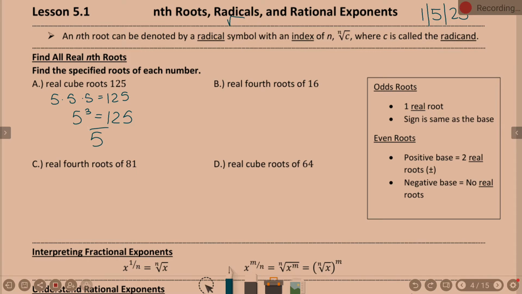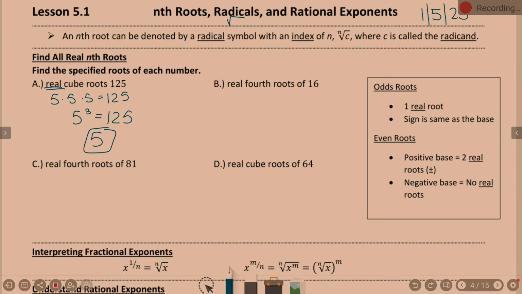Now, we are specifically looking for real cube roots here. Officially, there are also 2 imaginary cube roots there that we can find. I'm not going to worry about that because we're just focusing on real stuff in this lesson. But there are a couple of imaginary cube roots of 125.